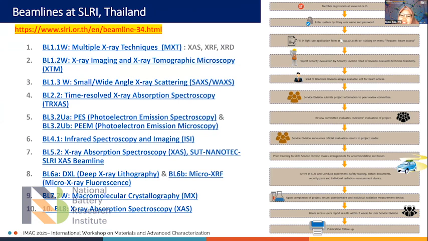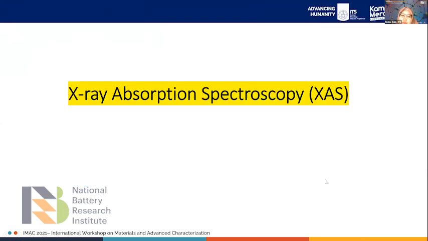And how to get beam time at SLRI is also posted on the SLRI website. So what we need to do first is register an account, then enter the system and fill out the application form. It's just like a proposal to request beam access. And if our proposal has been evaluated and accepted for beam access, then we will be guided by SLRI to do the experiments. Okay, I will begin with the first one, which is X-ray absorption spectroscopy.